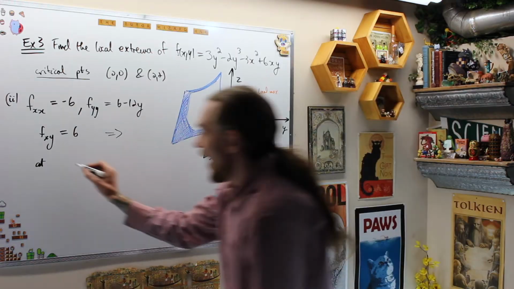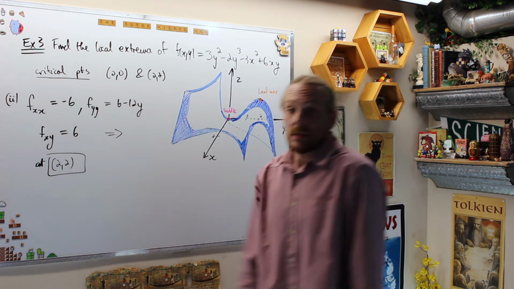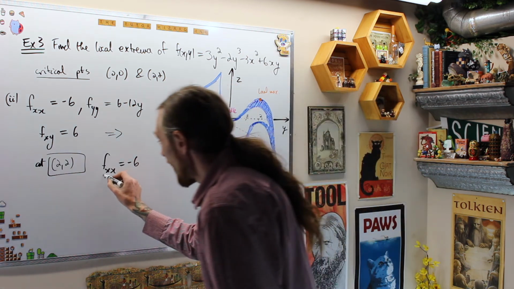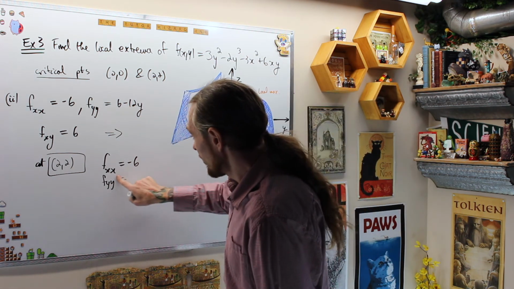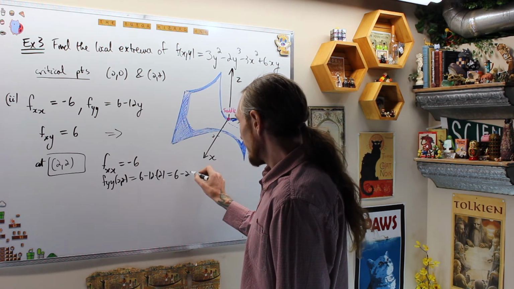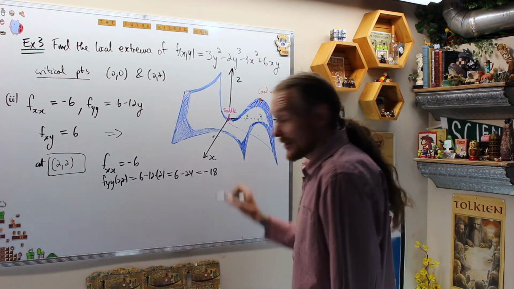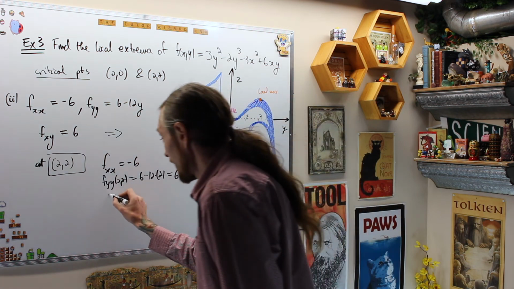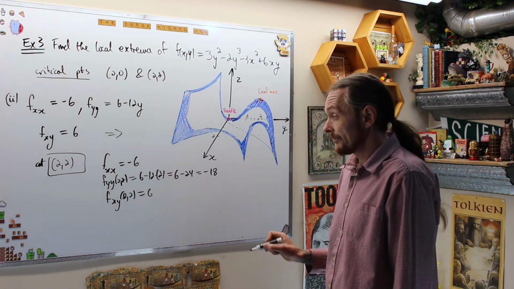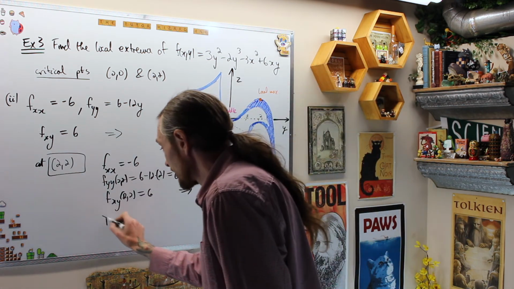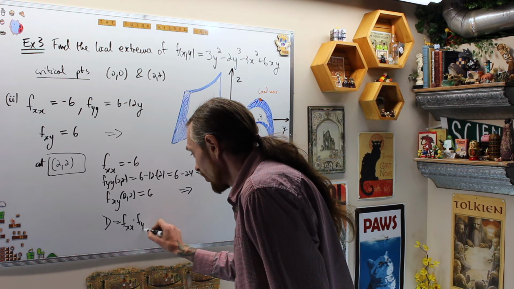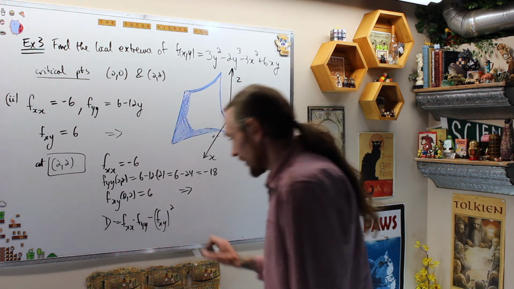For the second point, at 2, 2, again, fxx is still going to be -6 because it was constant. fyy, I have to compute. fyy at 2, 2 is going to be 6 minus 12 times 2, which is 6 minus 24, which is -18. And then I need fxy at 2, 2, which was also a constant, 6 still. That tells me now the discriminant at 2, 2 is equal to fxx at 2, 2 times fyy at 2, 2 minus fxy squared at 2, 2.